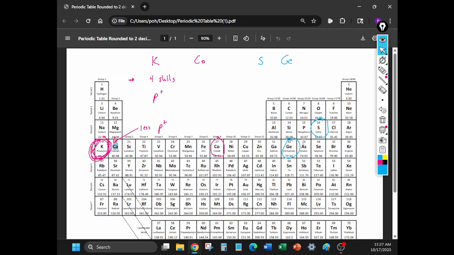Okay, germanium and sulfur. Anyone want to take a shot at it? Germanium. Okay, why do you say germanium? 4 shells. 4 shells, exactly. Yeah, more shells, so it is easier to remove. Right.